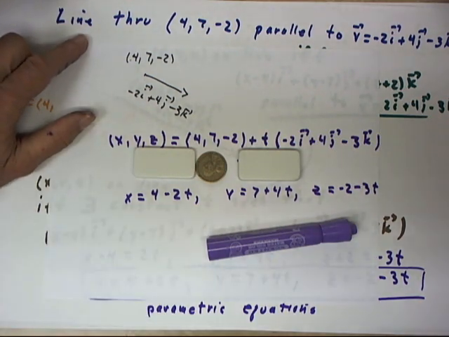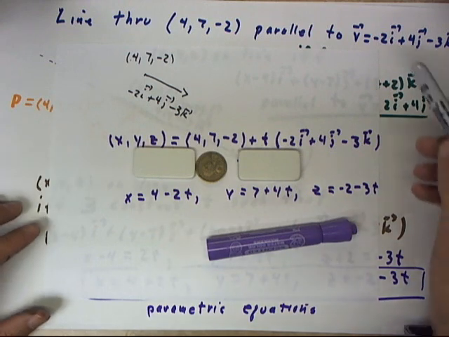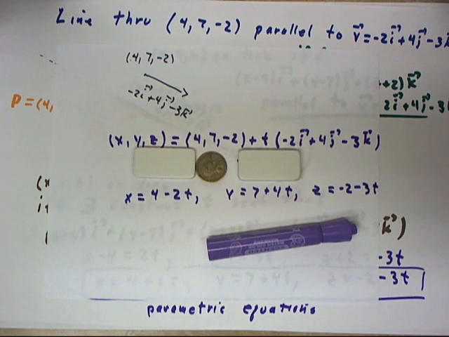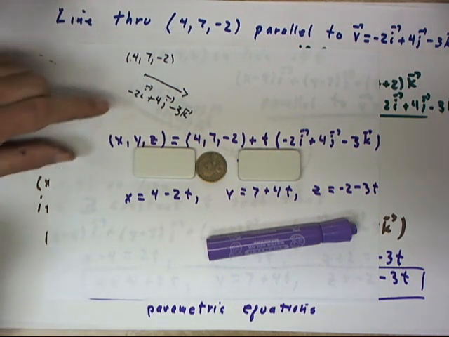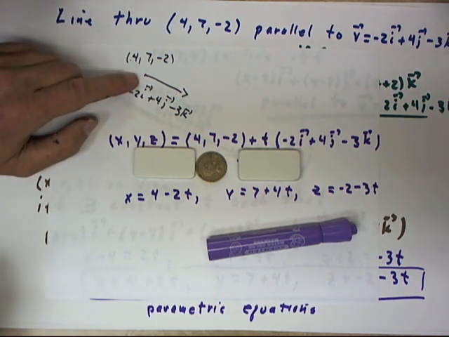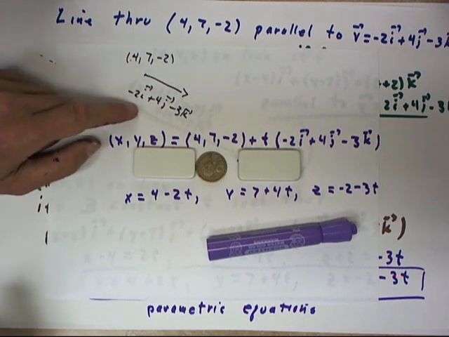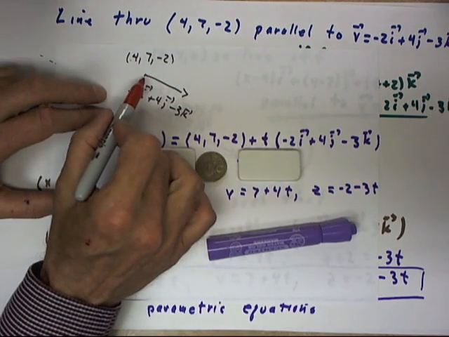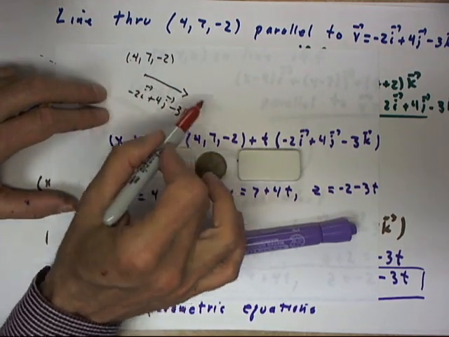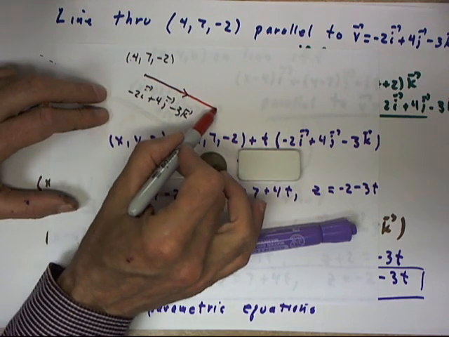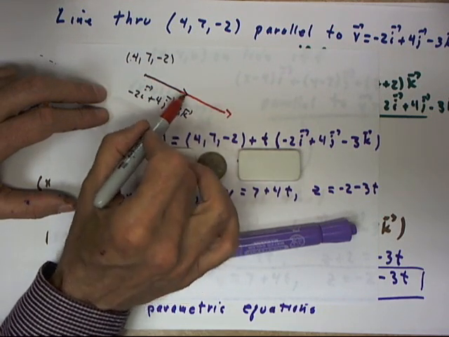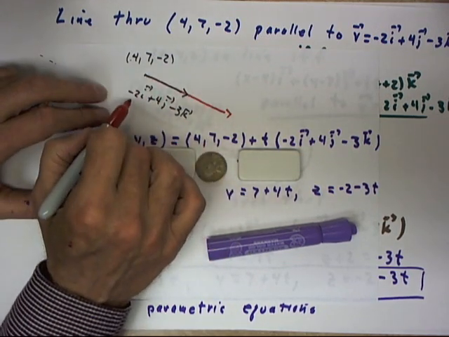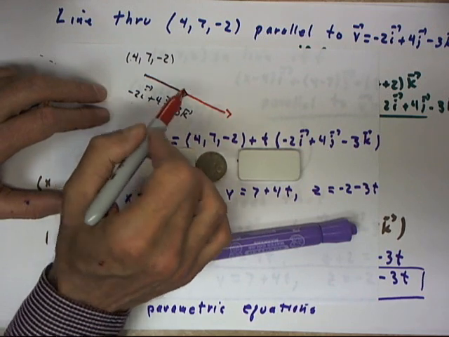We're still looking at the line through (4, 7, -2), parallel to v = -2i + 4j - 3k. A picture of the situation would start with a point representing (4, 7, -2) and a vector representing -2i + 4j - 3k. If we multiply this vector by 2, let's say, then this vector, the red vector, would be 2 times (-2i + 4j - 3k).